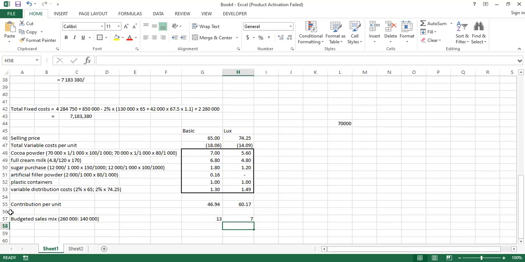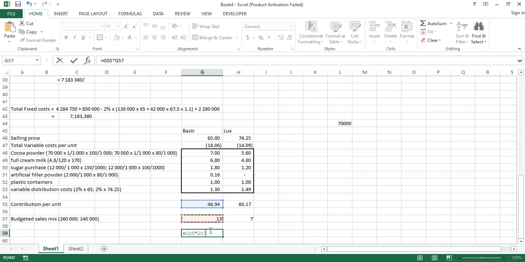So this is our sales mix. To get our weighted contribution, you are multiplying the contribution per unit by the sales mix and then totaling those up together. So this is going to be 46.94, you're multiplying by 13. And then here you do the same, 60.17, and you're multiplying that by 7. That's going to give you that.